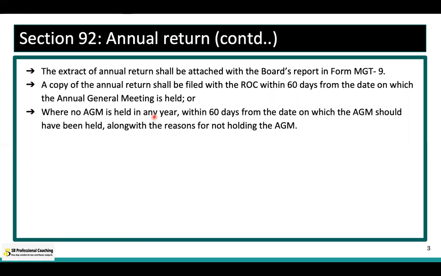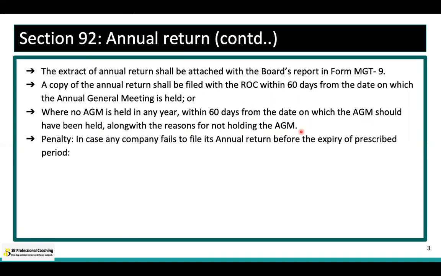So where no AGM is held in any year, the return must be filed within 60 days from the date on which the AGM should have been held, along with the reason for not holding the AGM. Very clear? Yes. Next point.